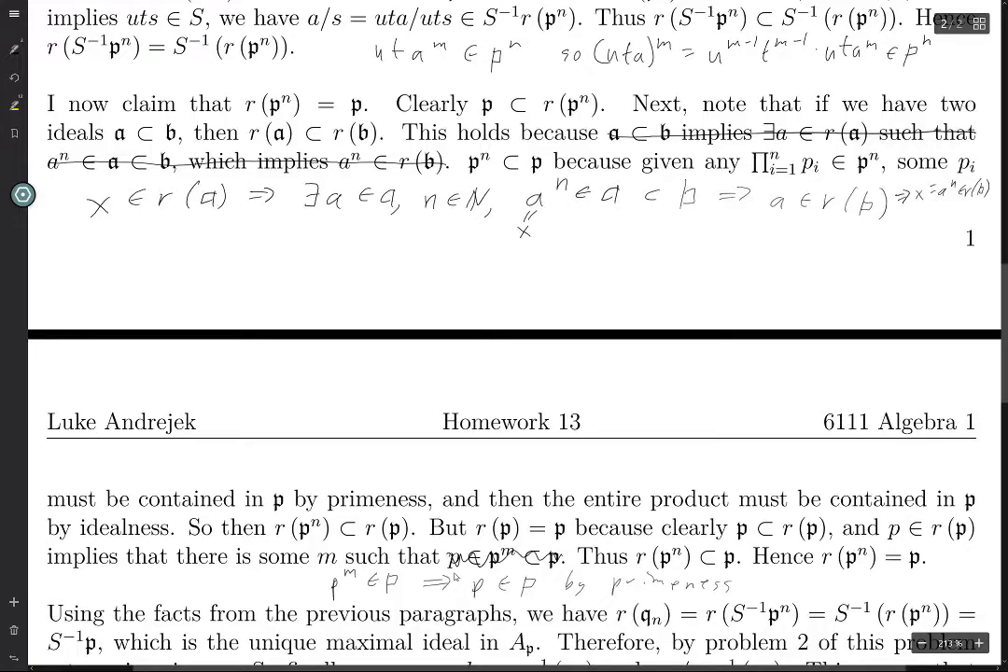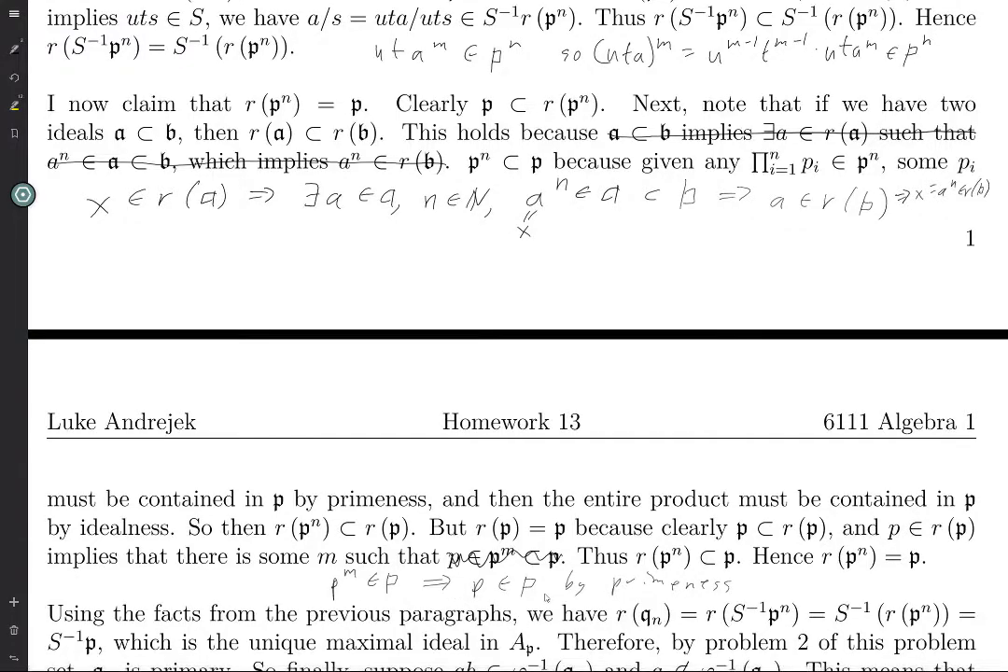Primeness again. Okay, so let's see here. Certainly P is contained in R of P. Now take any element in R of P, call it p. That means that there's some m such that p raised to the power of m is in P, but P is a prime ideal, so that means that some factor in here must be contained in P, but the only factors in here are p, so p must be contained in there.